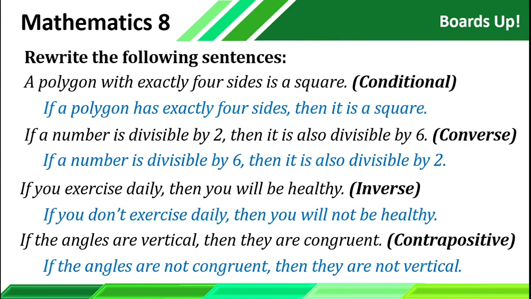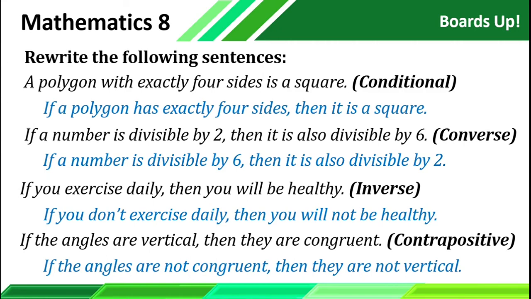For number 1, transform the sentence into a conditional statement. So, if a polygon has exactly 4 sides, then it is a square. For number 2, transform the sentence into a converse statement. So, if a number is divisible by 6, then it is also divisible by 2.